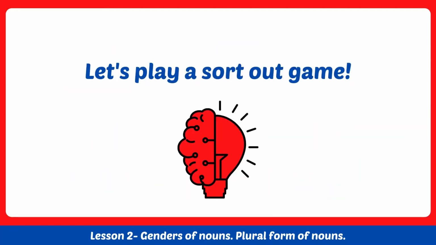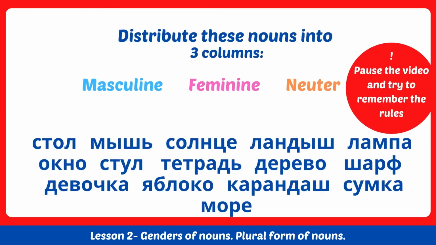Now let's play a sort out game. Distribute these nouns into 3 columns: masculine, feminine, and neuter. Pause the video and try to remember the rules. Also, I recommend you to take a pen and a piece of paper and write them down.